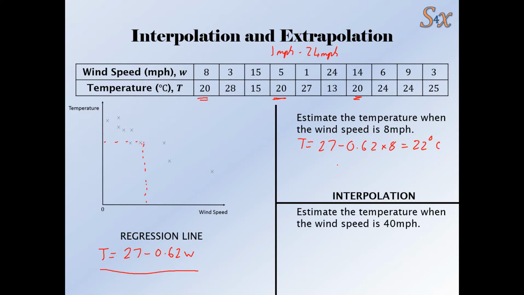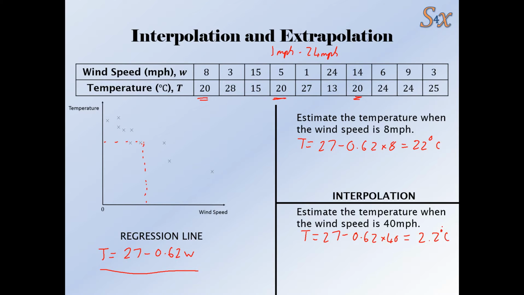What about this one though? Estimate the temperature when the wind speed is 40 miles per hour. Now we can do that, so you get T is 27 minus 0.62 times 40. And I'll type that into the calculator, and we're going to get 2.2 degrees Celsius.